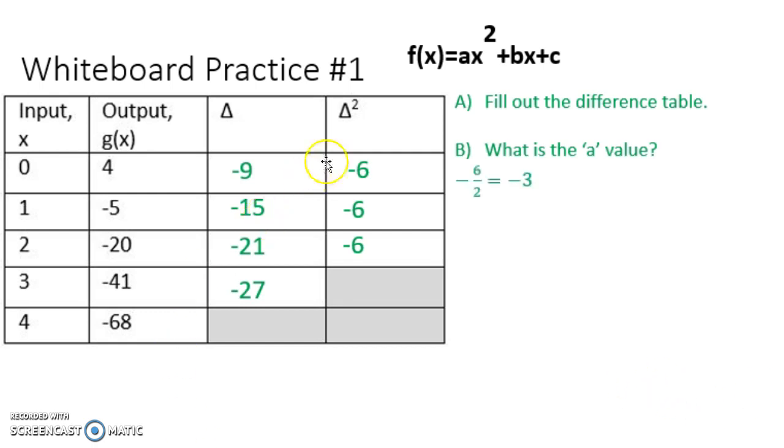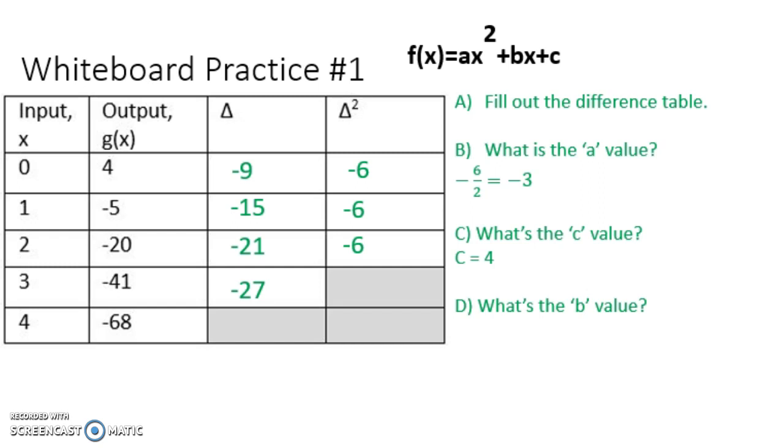To find the A value, we take our second difference and divide it by 2. So in this case, negative 6 divided by 2 is going to give us negative 3. So therefore, the A value is negative 3. Next, what is your C value? Again, pause the video, and hit play when you're ready to check your answer. C in this case is 4 because that is your y-intercept, and we identify the y-intercept by finding when x is equal to 0, and then that's going to give us the output or our y-intercept.